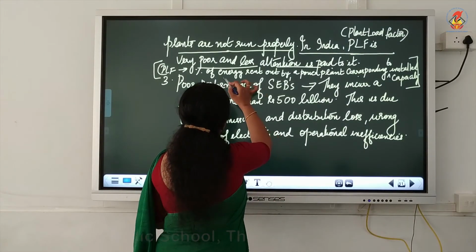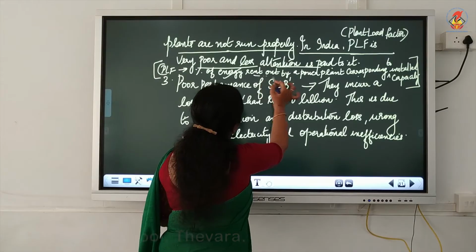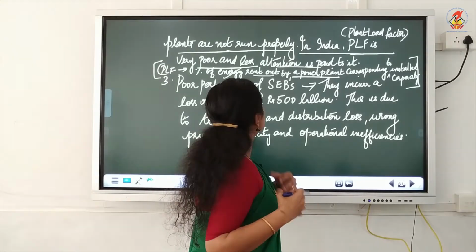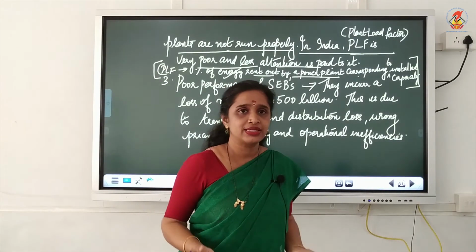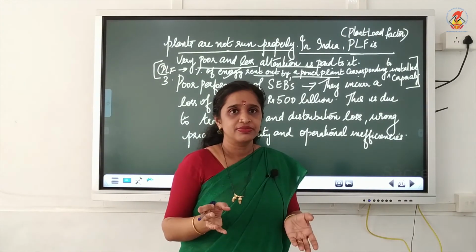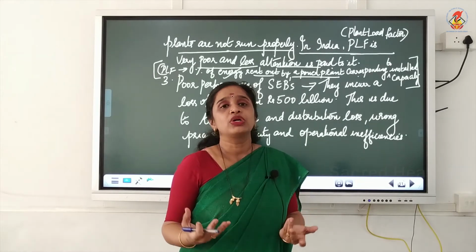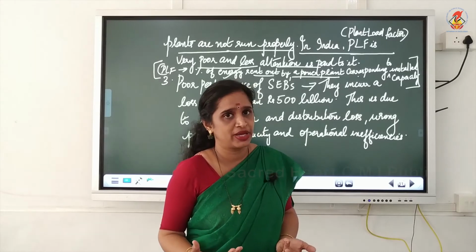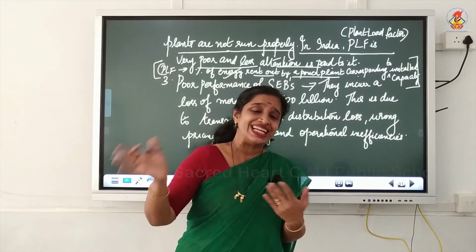Plant load factor means the percentage of energy sent out by a power plant. Each power plant should have a capacity. If the amount of energy being sent out by that power plant is less, we have to correct it. That shows the inefficiency of that power plant. It has to be removed and reinstalled.